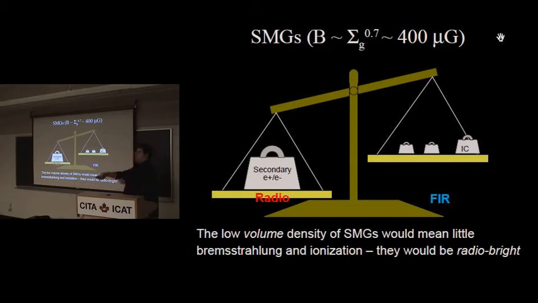And so that means these galaxies can be radio bright in our models by a factor of about 2 to 5 in some of our models, again depending on how the magnetic field strength goes.